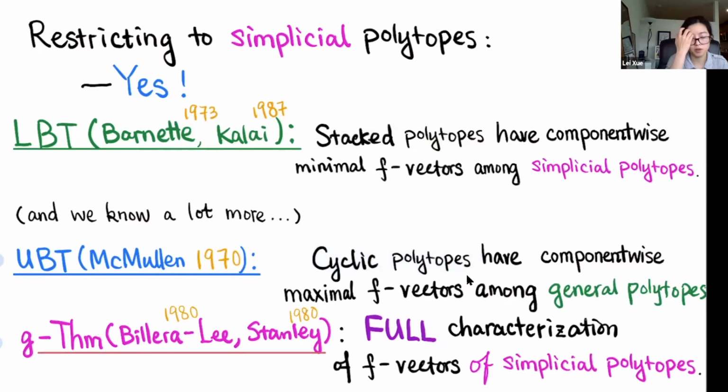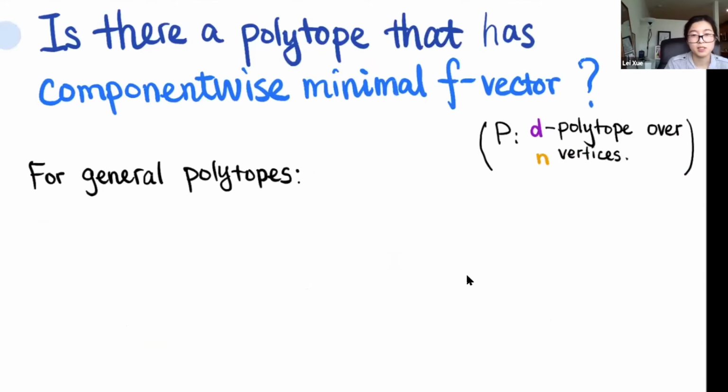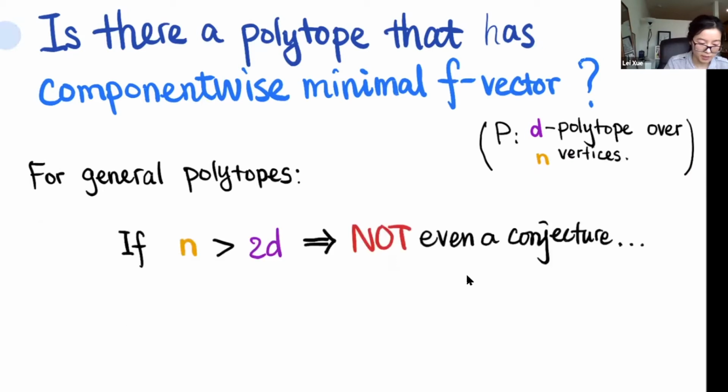So the upper bound theorem actually works for all general polytopes, but the lower bound theorem and the G theorem are only for simplicial ones. Just want to emphasize that. So our question is still open for general polytopes. You fix dimension to D and the number of vertices to N. And in fact, we know very little about this problem for general polytopes.